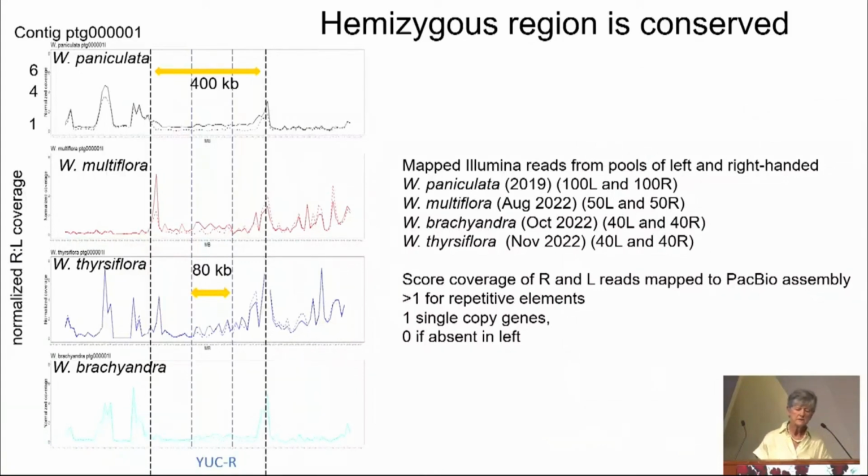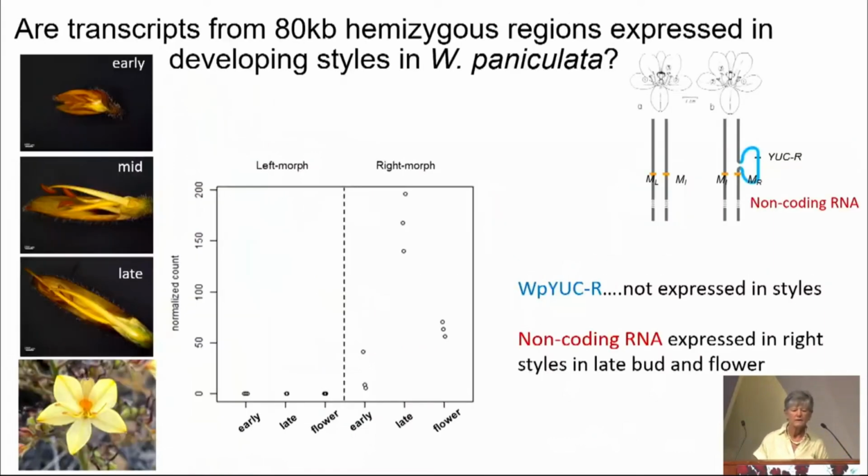Okay, this is just to take you through this fairly quickly. These are the 3 other sister species to Wachendorfia paniculata. And by doing a comparison of our short read sequencing, we could narrow the 400 kilobase region right down to 80 kilobases that was conserved across all 4. Now we can ask the question, we've narrowed this down, are there any transcripts in this region that are expressed in the developing styles and stamens?